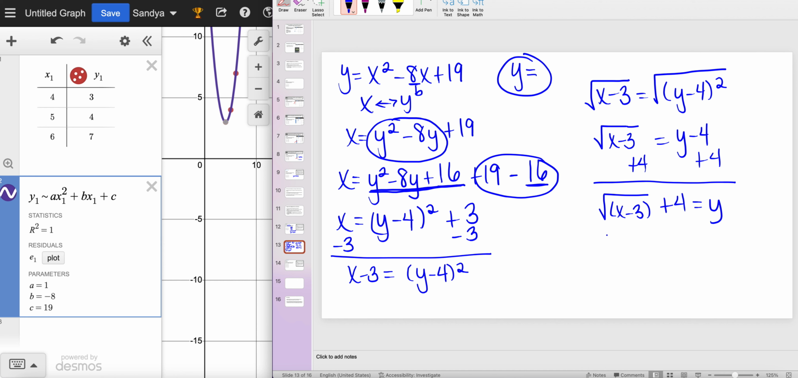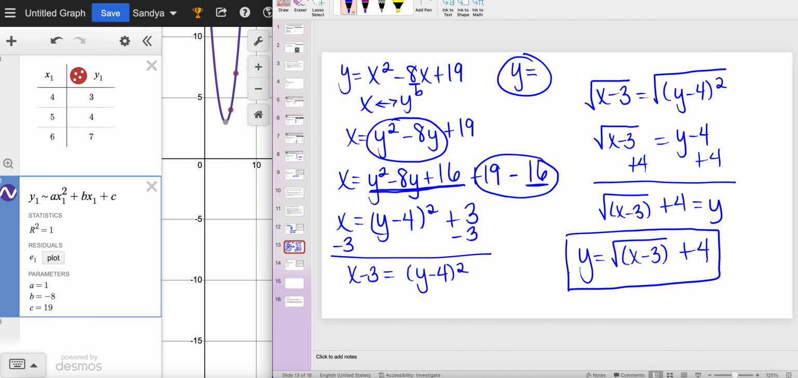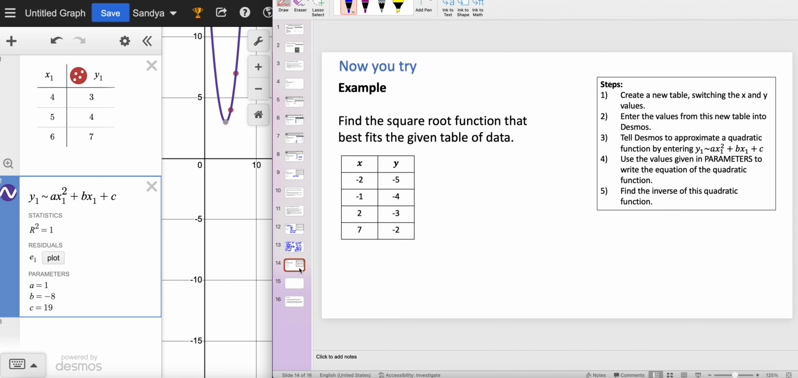So now I finally have the equation of my square root function, which is y equals the square root of x minus 3 plus 4. And that is now my final answer. So now you can go ahead and pause the video and try this problem on your own.